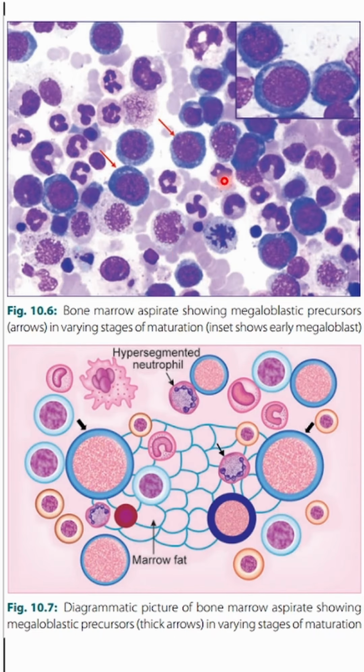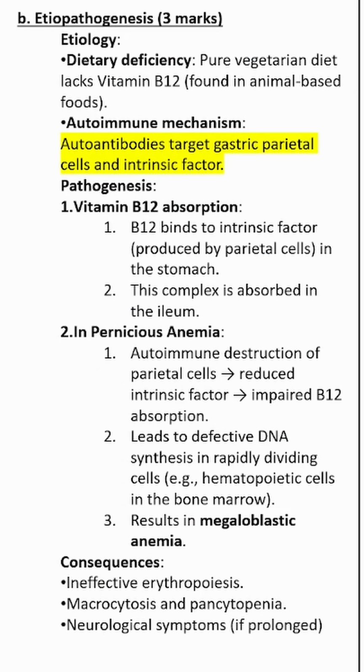And this picture is about the bone marrow. So there is hypercellular bone marrow with big nuclei inside. There we can find many metamyelocytes and band forms. And this is the picture. As you can see, there is marrow fat and then there are hypersegmented neutrophils, and these are all the megaloblasts showing different stages. Let's quickly talk about the etiopathogenesis.